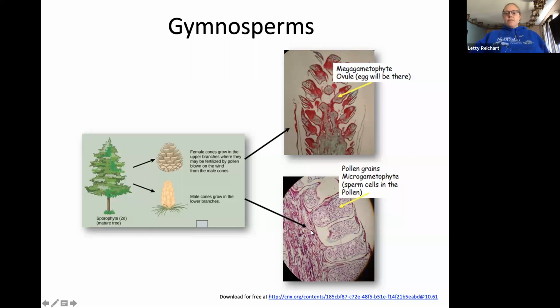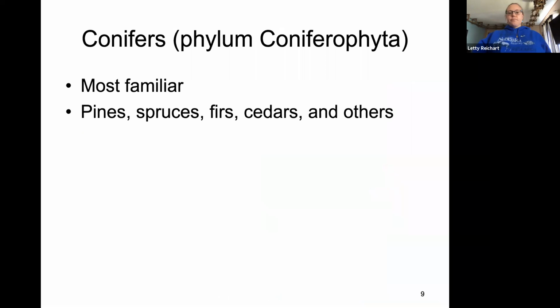These are just a few microscopic images that we can see on the inside of the cone, where the egg would be found, or the individual pollen grains on the male cones. So most of the gymnosperms have both male and female cones that are separate.